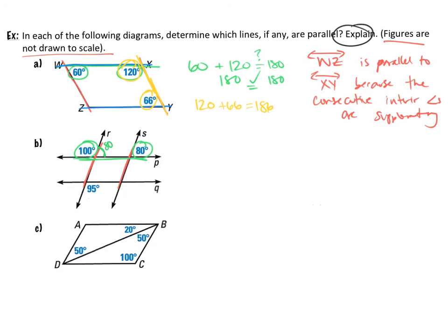So I know that this angle is also 80 degrees, and now I have corresponding angles, which are equal. So I know that line R is parallel to line S because the corresponding angles are congruent.